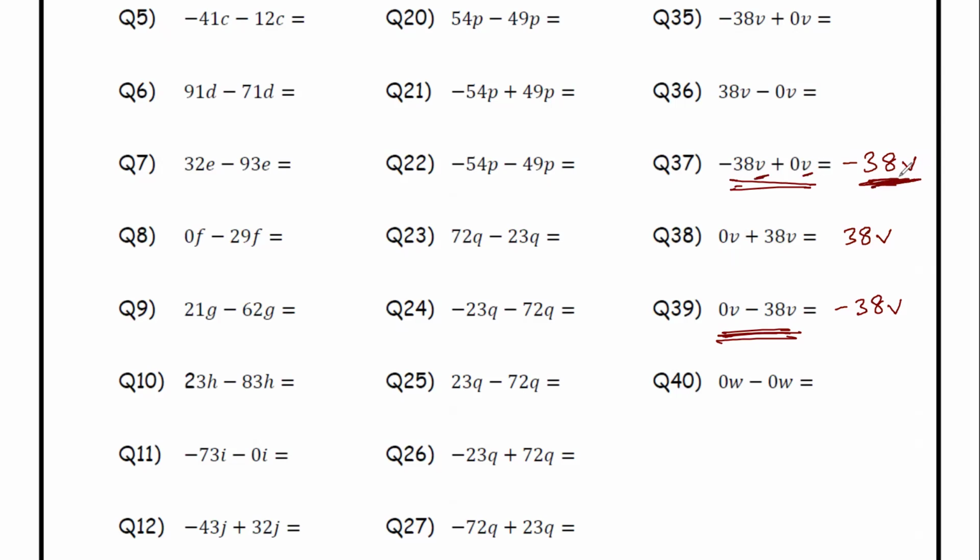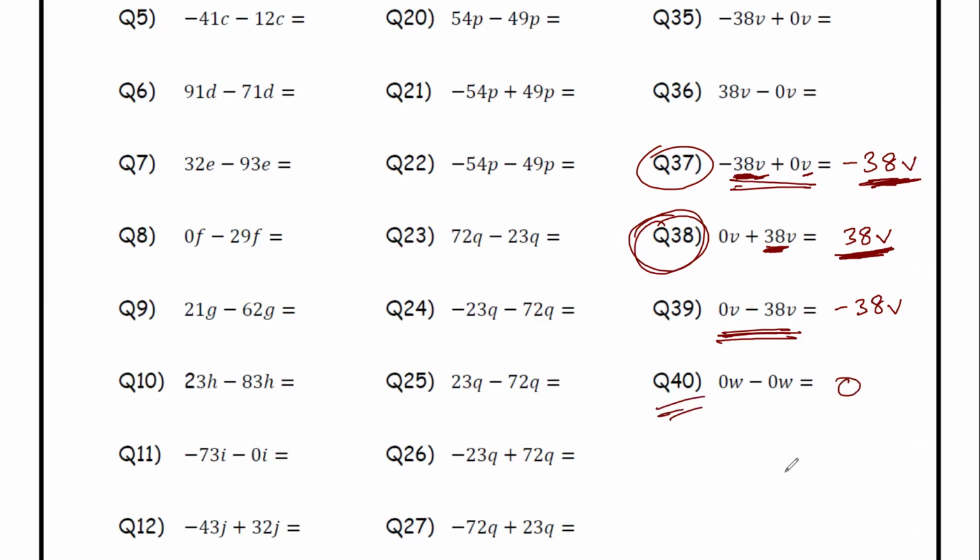Now, whether the 38v out here in question 37 will be positive or negative, we look at the sign next to the bigger absolute value. The sign next to it is negative. Therefore, the outcome also will be negative. Out here in 38, the difference of 0 and 38 is 38. We add the v, that's how it's given. Whether this 38 will be positive or negative depends on the bigger absolute value. The sign next to it is positive, therefore the outcome also will be positive. And that's how we go about it.